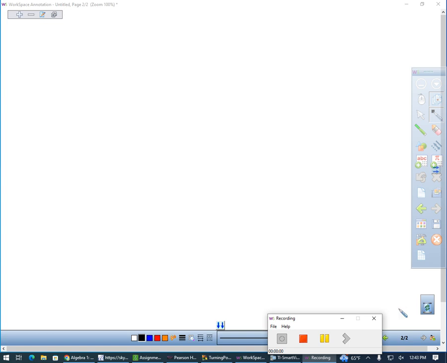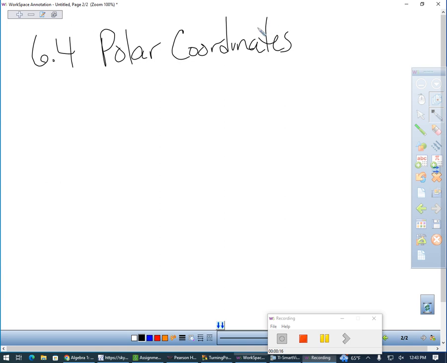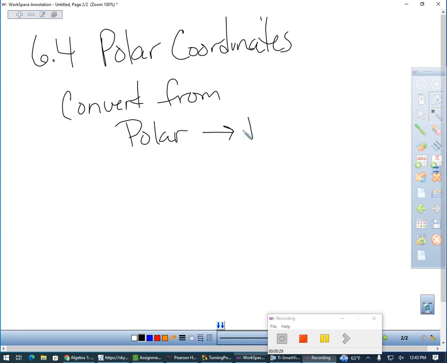We are going to continue talking about polar coordinates. So this is still 6.4. Excuse me, we're in polar land, polar coordinates. But today we're going to talk about those polar equations. So we're going to be converting from either polar to rectangular, or from rectangular, which is our normal with x and y, to polar. So we're going to go either one way or the other.